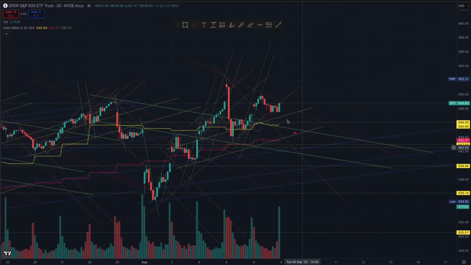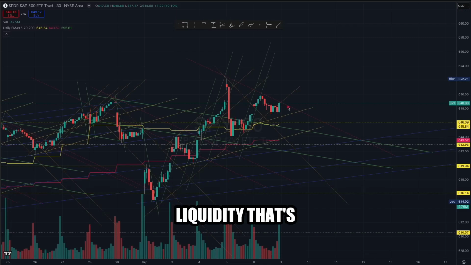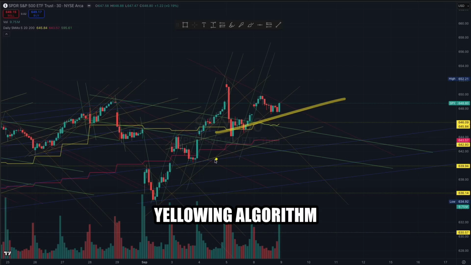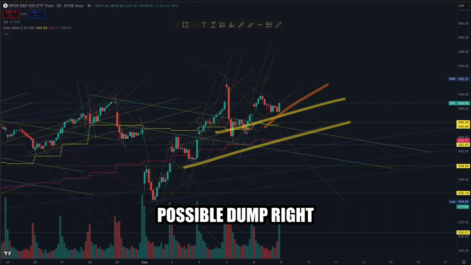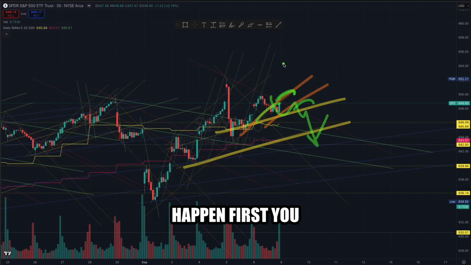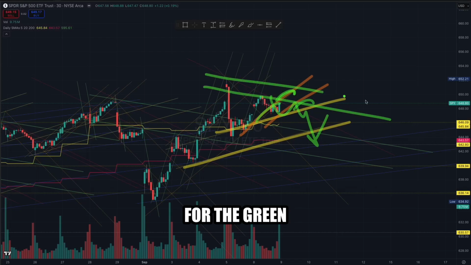Very important. Now, at this point here, you see the liquidity that's building, plenty of liquidity that's building here. So this one, that's a yellow algorithm here, right? And if you want to see any possible dump, you have to be very careful about this liquidity. This has to happen first. You have to be careful about charting the green algorithm here. Now, wait for the green algorithm.